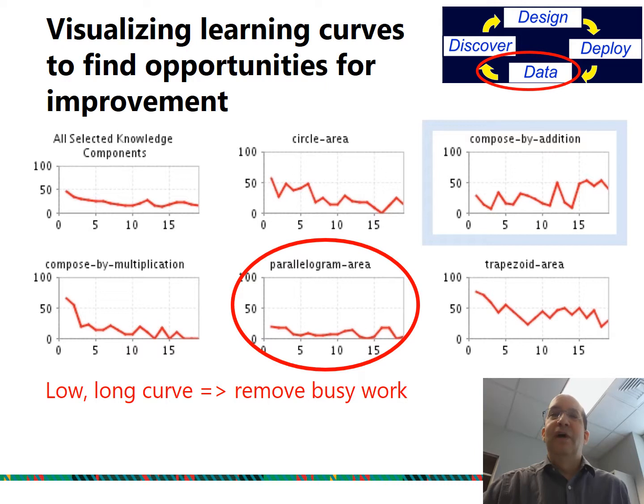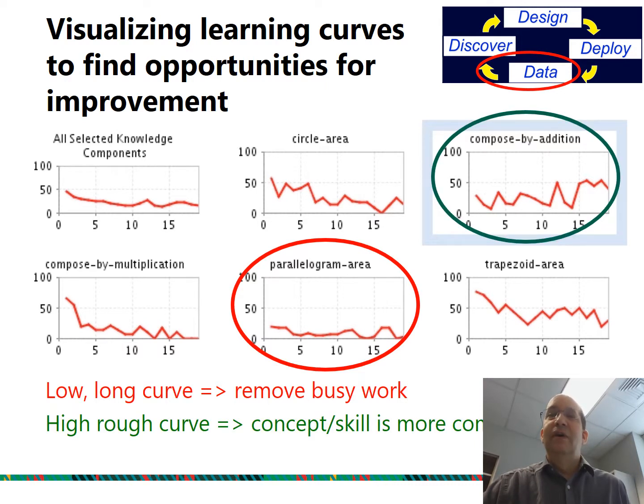Students obviously got the skill very early on. Let's not make them keep practicing something they already have mastered. Alternatively, if we have a knowledge or learning curve where the knowledge component is very bumpy, we probably have a poor knowledge decomposition. There's multiple skills in here. This is something that's more complex than we thought. So here's an opportunity to make the course more effective.